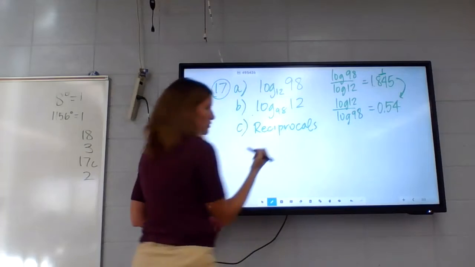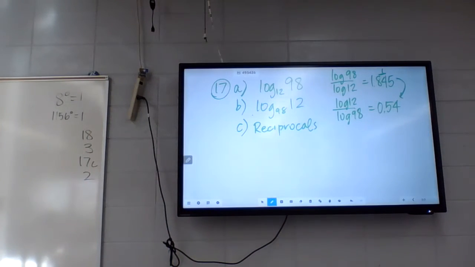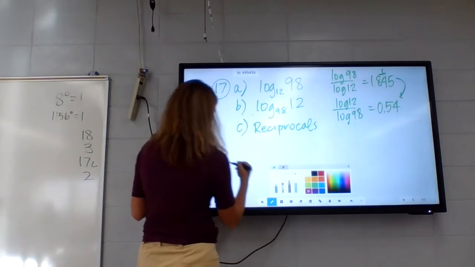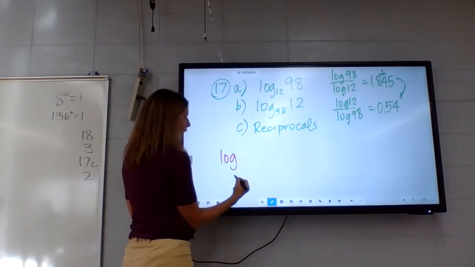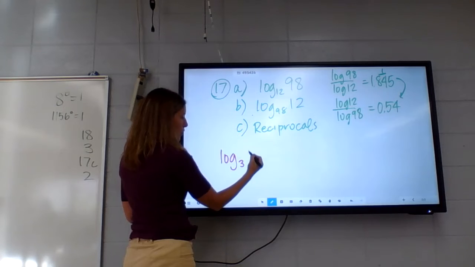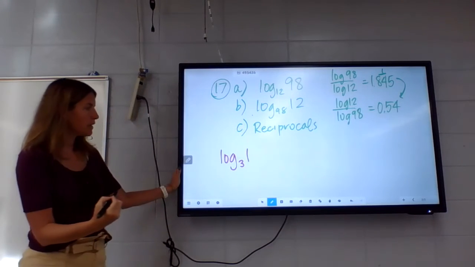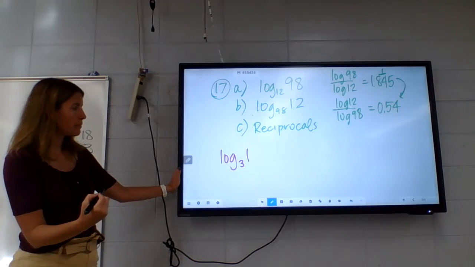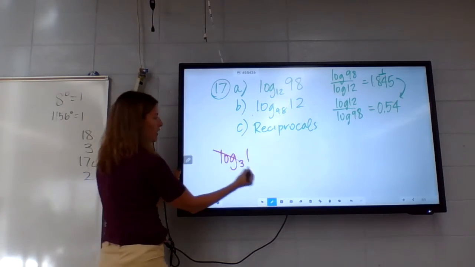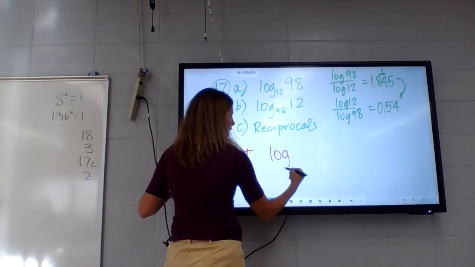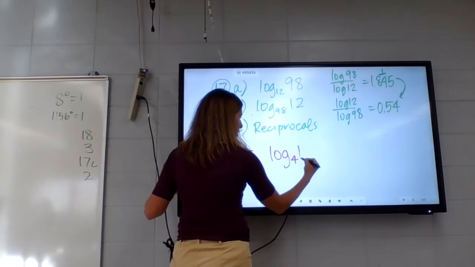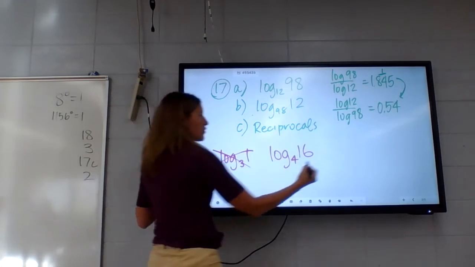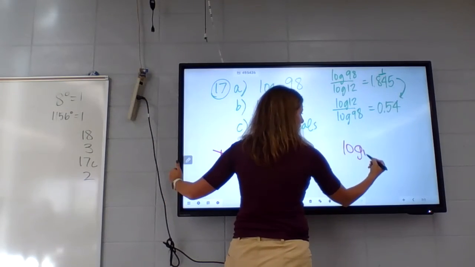So what I'm trying to get at with that, or what the book was maybe trying to get you to notice, is maybe if you're doing something like log base 3 of 1, that might not be a great one. Let's not do that one. Log base 4 of 16 versus log base 16 of 4.